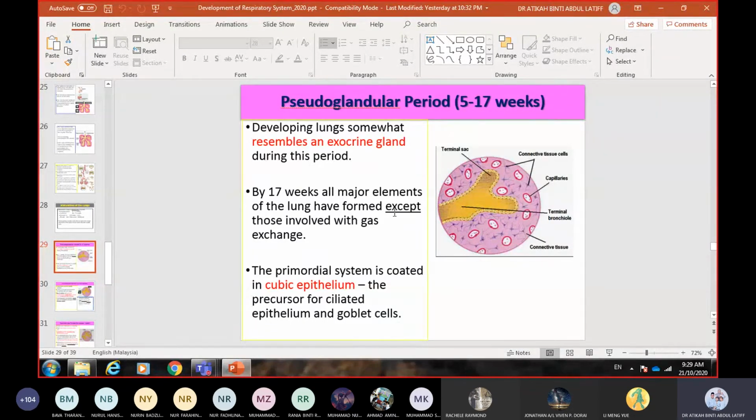Okay, and you also have the capillaries already, the connective tissue, and terminal bronchiole. Okay, but this is very premature. There is no gas exchange. If the fetus is born at this stage, gas exchange cannot happen yet because this is not ready for gas exchange.